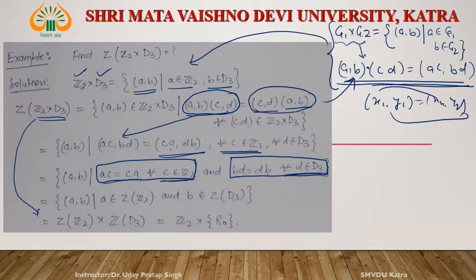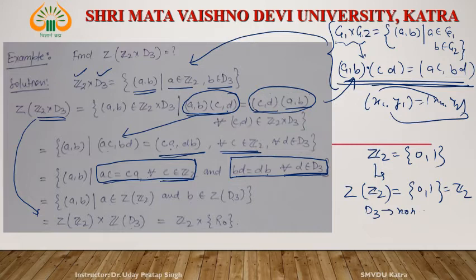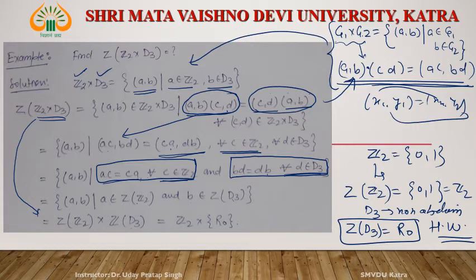What is the center of Z2? Z2 contains only two elements, 0, 1, and this is abelian. Therefore, Z of Z2, the center of Z2, is 0, 1. Since it is abelian, it is the whole Z2. And what is D3? D3 is a non-abelian group, right? Then what is its center? Its center is R0. This is also homework for you. You can verify all 6 elements, only this element is in the center of D3, right?